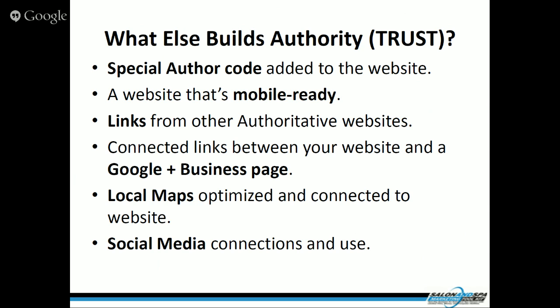Links from other authoritative websites. Okay, we talked about that. Google, having a Google Plus business page. Google gives you a free page. A Google Plus business page is very much like a Facebook page. Okay, having that connection is critical. Local maps. Okay, Google, Yahoo, and Bing also have local business maps that will connect your local business and give a link back to your website too. That's also very high trust and high authority. You definitely want to make sure that's in place.